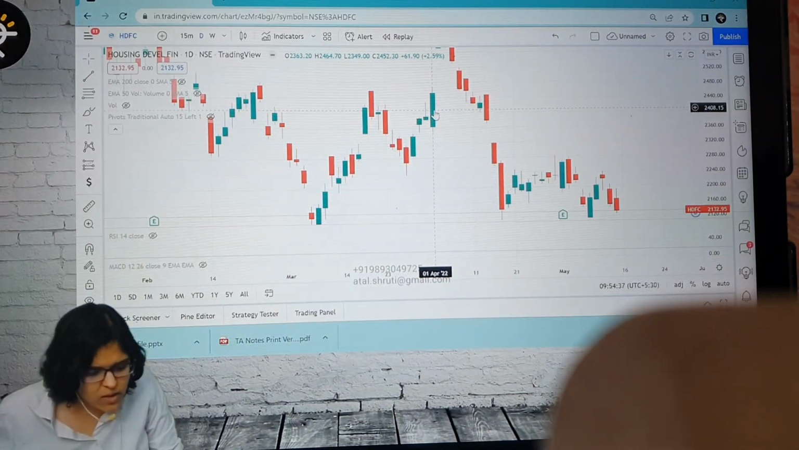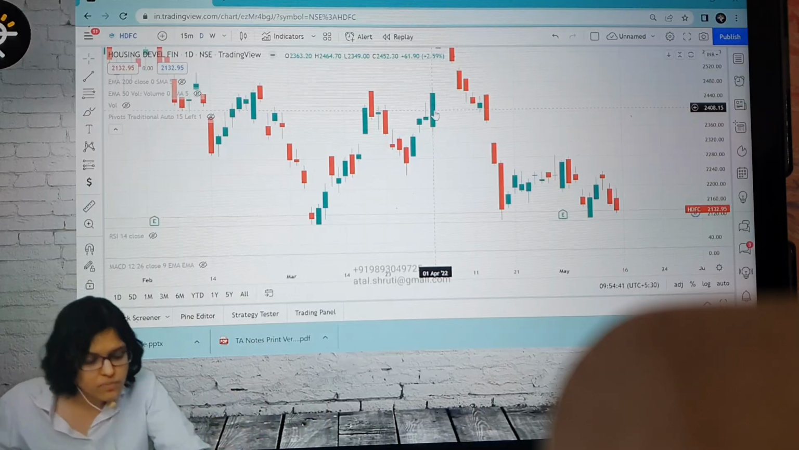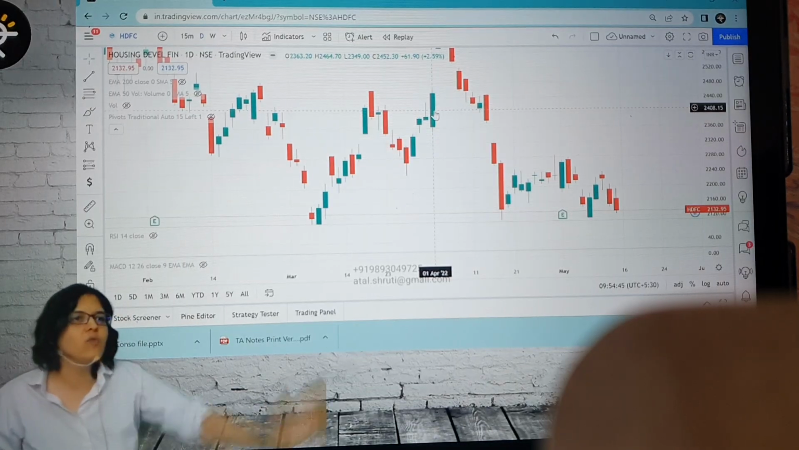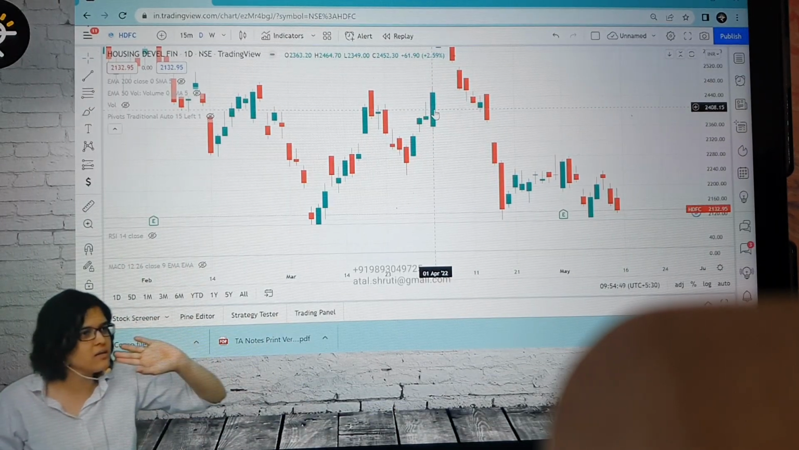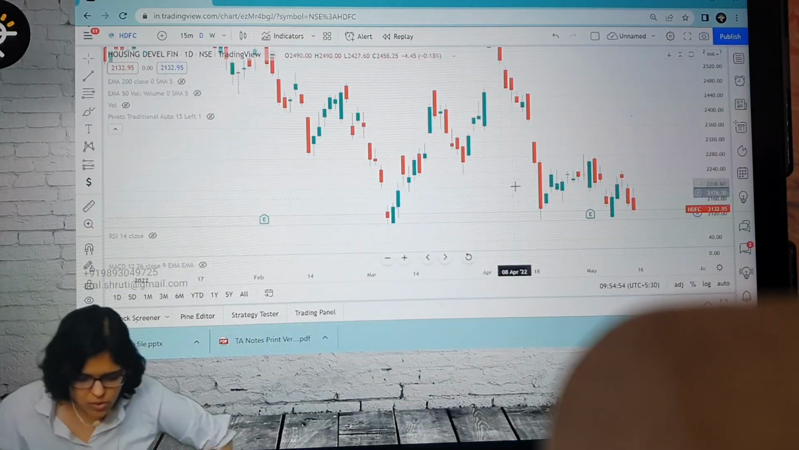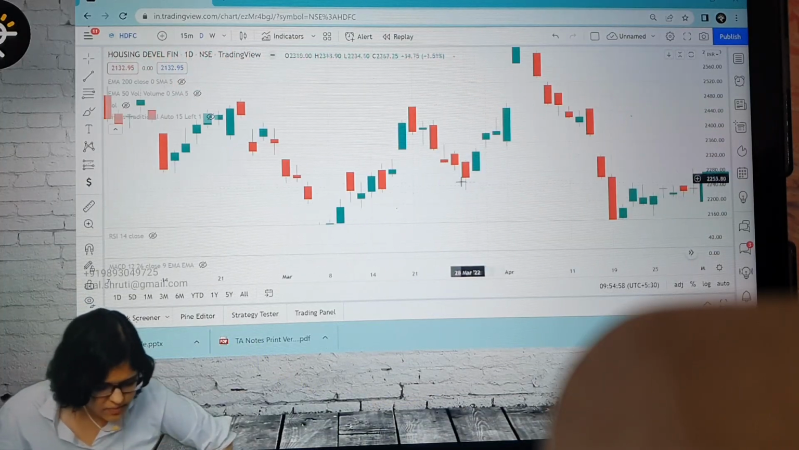Yes. Open is at 2363. Let's ignore the decimal point. What is the close? 2452. Obviously close is higher than open, that is why it's a green color candle. Correct? Chalo. Who can tell me about the next candle?